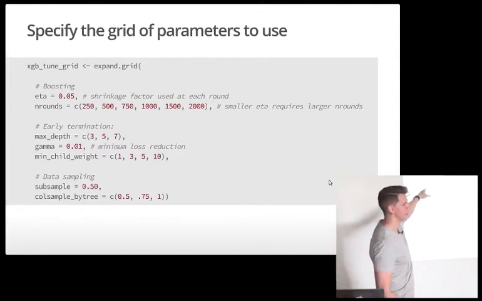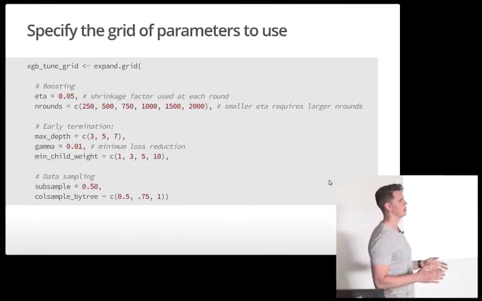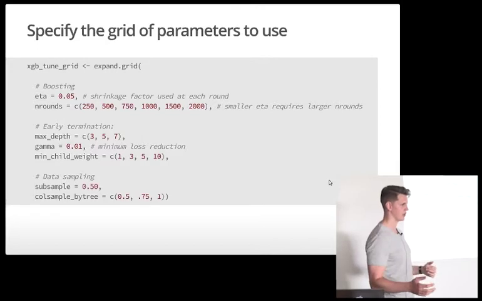It's obviously related to how much we shrink each model. So with the eta parameter, if that one is bigger, you don't have to do as many rounds. If the eta is a lot smaller, you have to do a lot more rounds. So the trade-off here is that it takes a long time to train 2,000 models, or if you were to do 10,000 models, it takes a long time. So you kind of have to find a sweet spot.